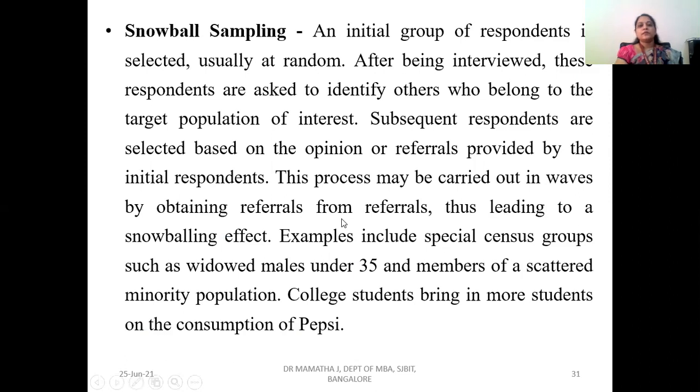Next is snowball sampling. Here, what happens when it is very difficult to get the sample and you don't have any references? What you can do is pick one person based on your preference, whom you know has many contacts. From them you start collecting the data, and once you have collected the data, again take the references from those people.